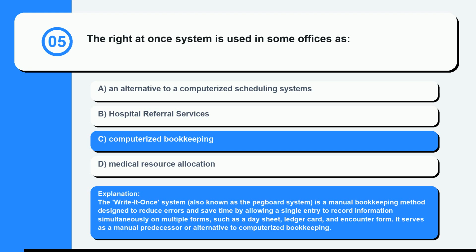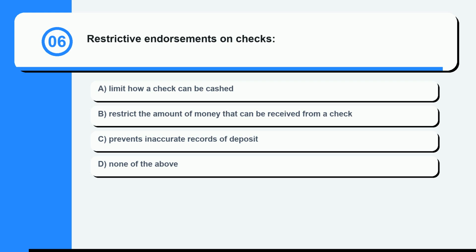Computerized bookkeeping. The write-at-once system, also known as the pegboard system, is a manual bookkeeping method designed to reduce errors and save time by allowing a single entry to record information simultaneously on multiple forms, such as a day sheet, ledger card, and encounter form. It serves as a manual predecessor or alternative to computerized bookkeeping.